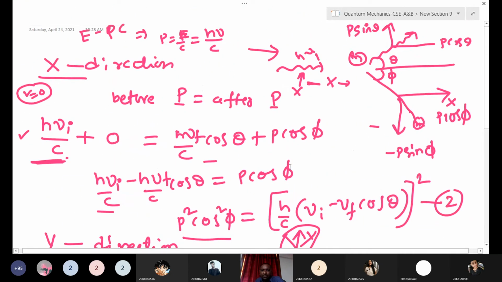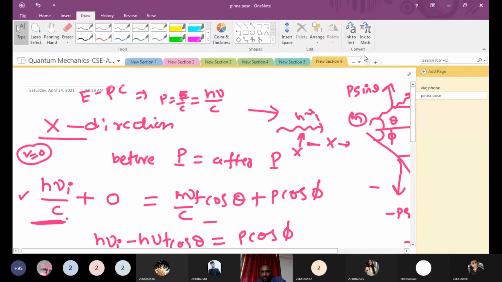What we have done here is just momentum before collision. Shall I show the animation again? Just a minute, I will show it again.